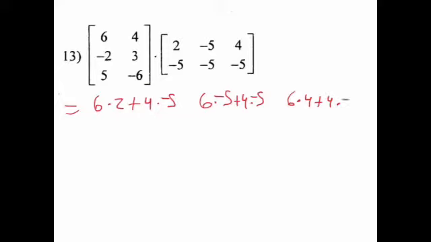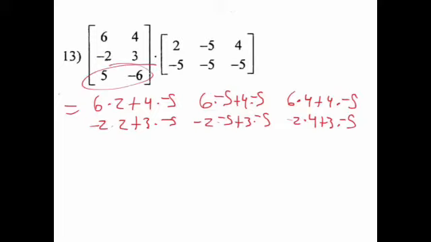4 times the negative 5. And continue on to the next row here. That row times each of those columns. And I'm going to just do that. Negative 2 times the 2 plus 3 times the negative 5. Negative 2 times the negative 5 plus 3 times the negative 5. And then negative 2 times 4 plus 3 times negative 5, and now I just need to do the last row times each of the columns, adding those pieces.